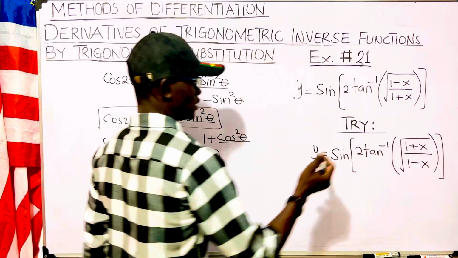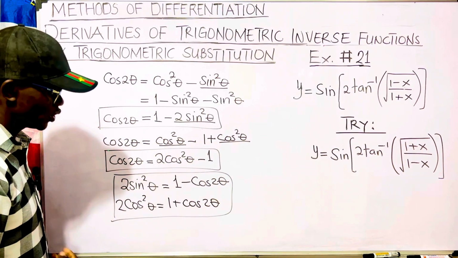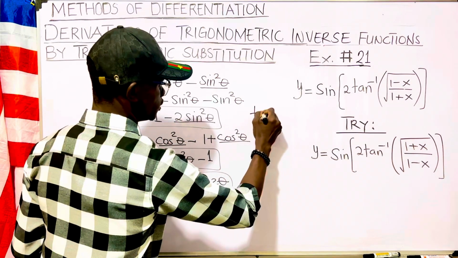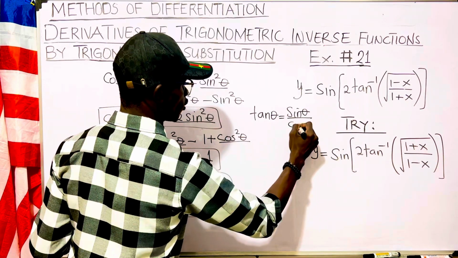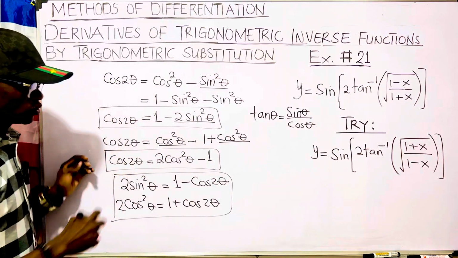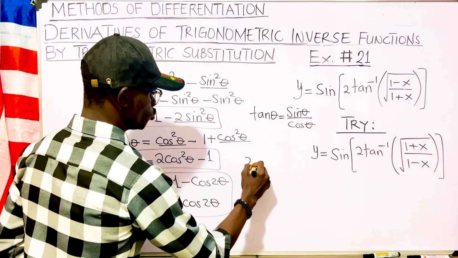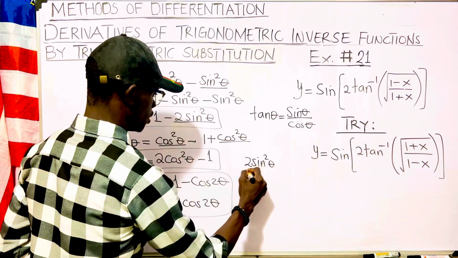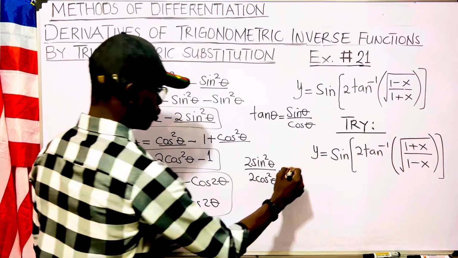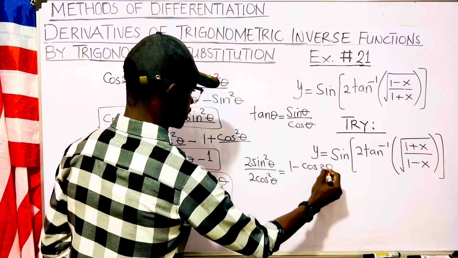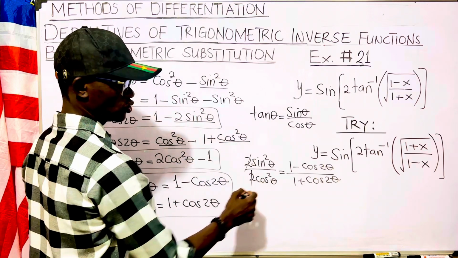But remember, our objective is to ensure that this entire expression ends up as tangent. So what do we also know? We know that the quotient identity for tangent is sine of theta all over cos of theta. So with that in mind, we can now relate these two identities, that is, 2 sine squared theta all over 2 cos squared theta is just equal to 1 minus cos of 2 theta all over 1 plus cos of 2 theta. So these two and these two cancel, right?